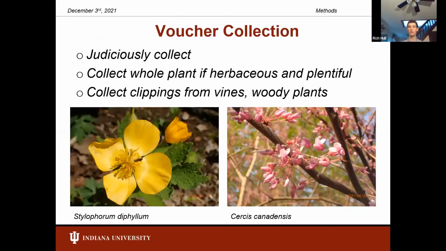As for actual voucher collection, I judiciously collect. I do not collect a plant if it will endanger the population, whether the plant is rare or not rare. In that case, I'll just take a photo. If the plant is plentiful at the site, I'll collect the whole plant if it's herbaceous, because the whole plant is potentially needed for identification. And then I collect clippings from woody plants, such as this redbud tree right here.